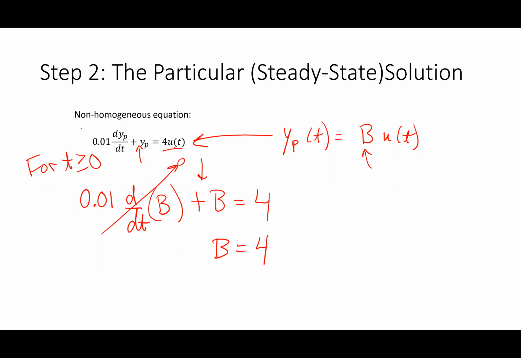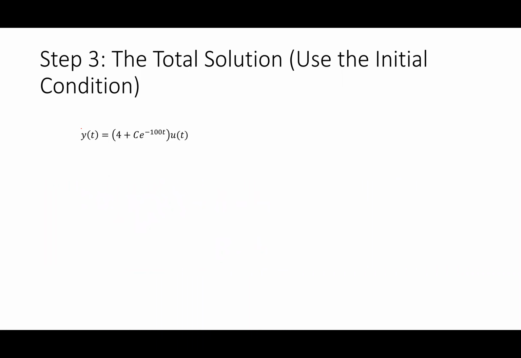All right. So I have now, at this point, my total solution is that. Okay. I have 4 plus c e to the minus 100t, and I put this u of t multiplying it, which basically means that y of t is equal to 4 plus c e to the negative 100t for t greater than or equal to 0.